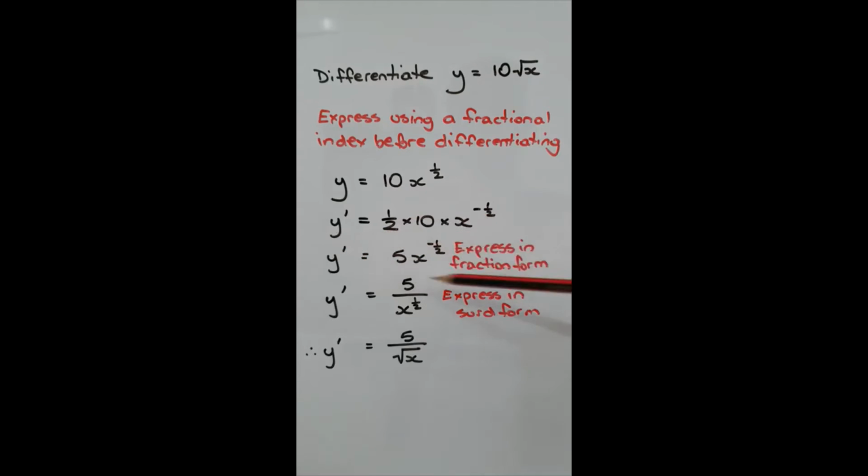We can now express this in fraction form since it's a negative index. So y dash equals 5 over x to the power of half. But x to the power of half represents a surd, so we can express this in surd form. So therefore, y dash is equal to 5 over the square root of x.